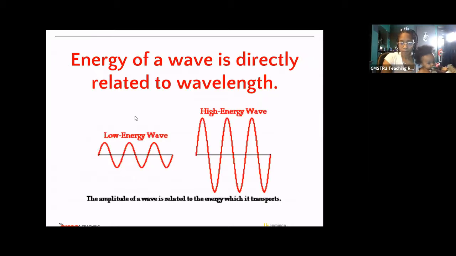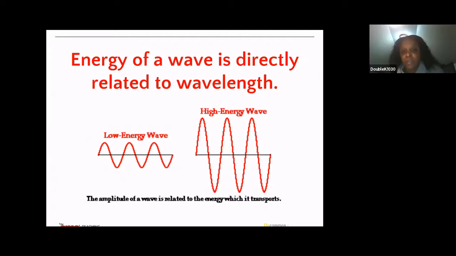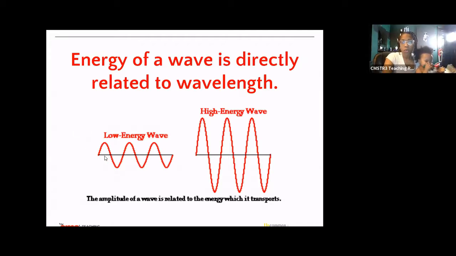Now, one of the things that we really need to focus on is wavelength and frequency. Towards the end of the session, we'll do some practice problems on how to calculate these, but I wanted to get us to start thinking about it first. Energies with low energy have longer wavelengths. So the shorter your wavelength, the higher your energy is.